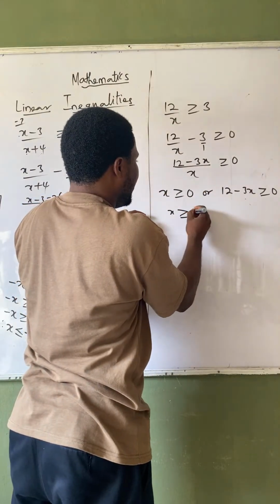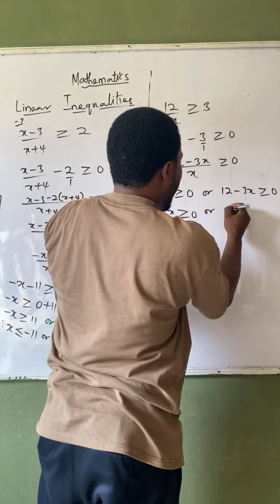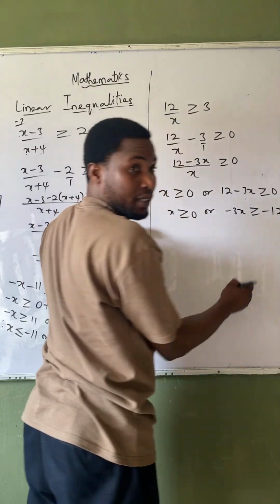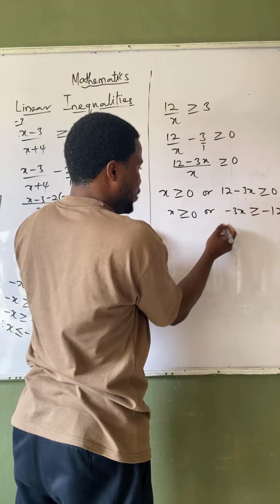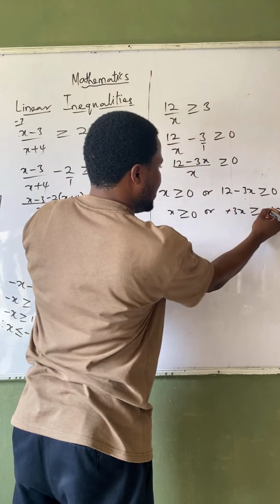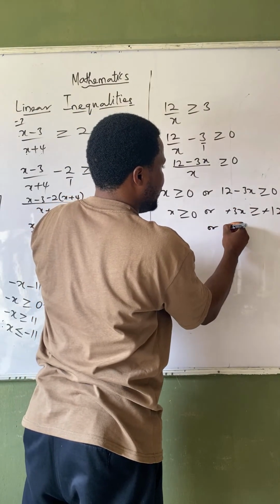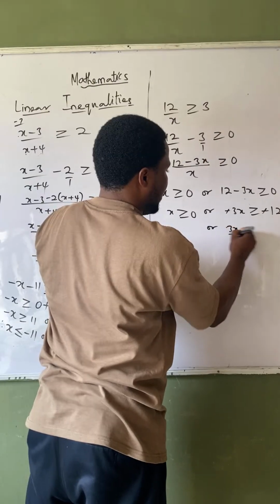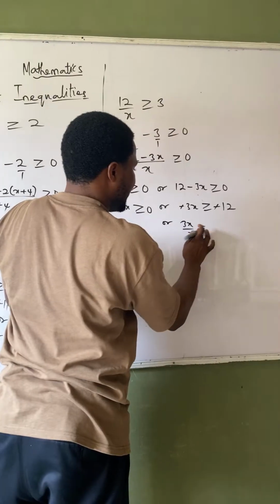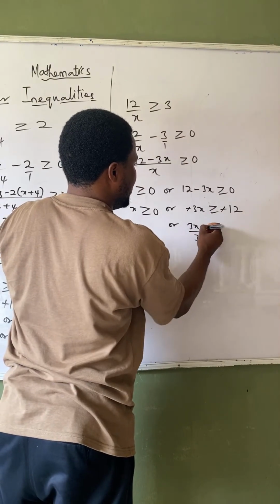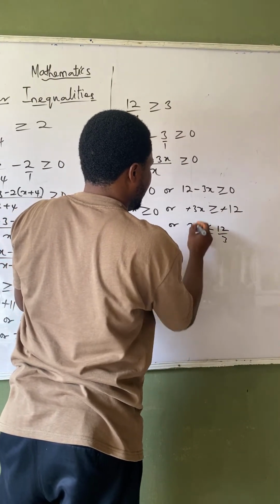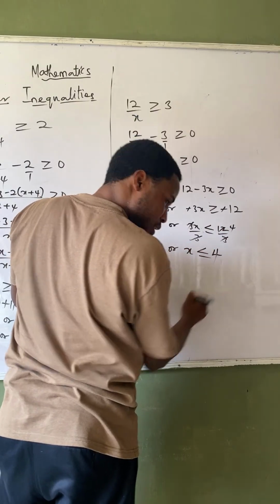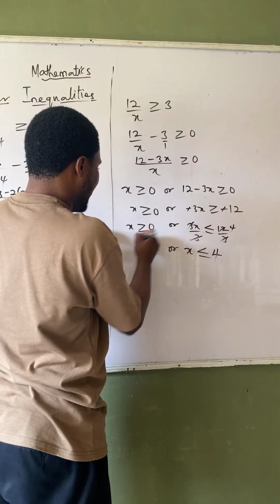Or, let's solve for this, please. So here I have minus 3x greater than or equals to what? Minus 12, isn't it? 0 minus 12. So here, of course, this one will cancel out. So you divide both sides by 3. It will change the sign, of course, because I've cancelled. So that is 12 over 3. So here, my x is less than or equals to 4, or greater than or equals to 0.